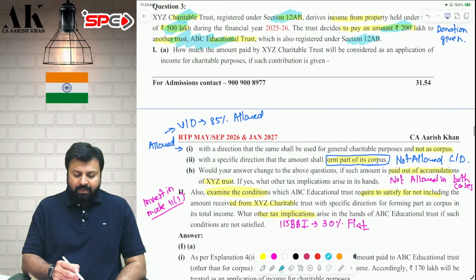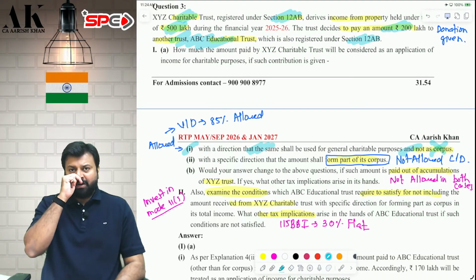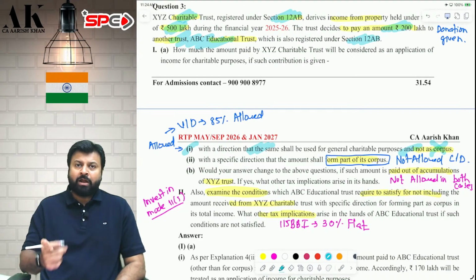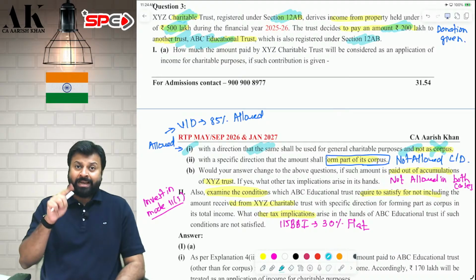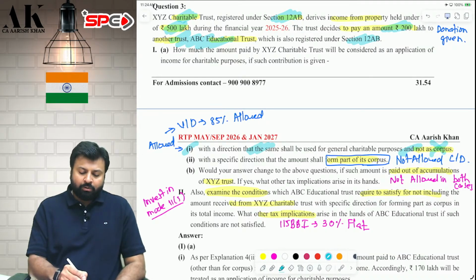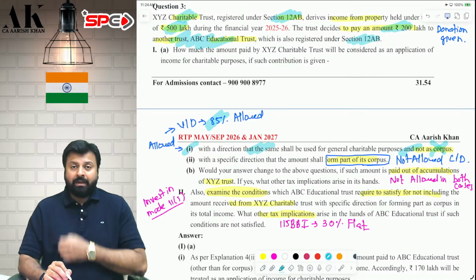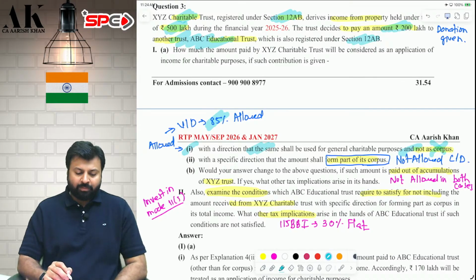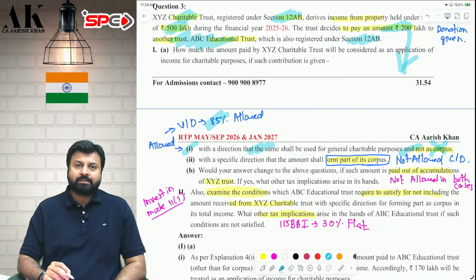Circumstance number 1: if it is given as a general donation, not as a corpus donation. So if it is given as a voluntary donation to another charitable trust registered under 12AB, not as a corpus donation, is it allowed? The answer is yes, it is allowed. A voluntary donation given to another charitable trust registered under 12AB or 10(23C) is allowed, but only to the extent of 85% of the donation given. You will not get more than 85%. If you are giving a donation of 200 lakhs in this case, you will get 85% of 200 lakhs, that is 170 lakhs.